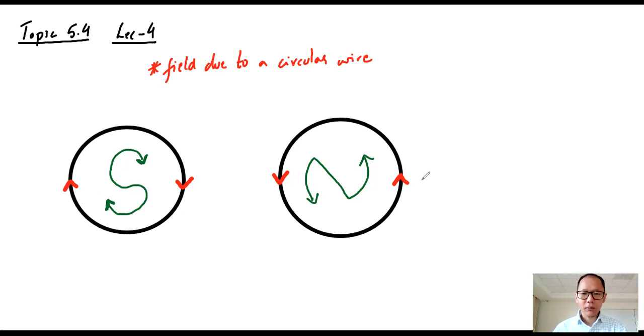Now, the red arrow here is the direction of the current. In this case, the current is moving in the anti-clockwise direction, and in this case, the current is moving in the clockwise direction. This is how we found out the magnetic field directions of the circular wire. Now, using the same concept, we will try to understand the magnetic field directions of the solenoid.